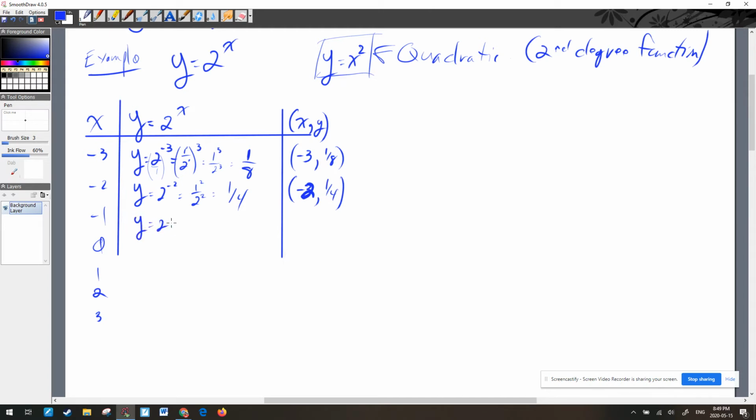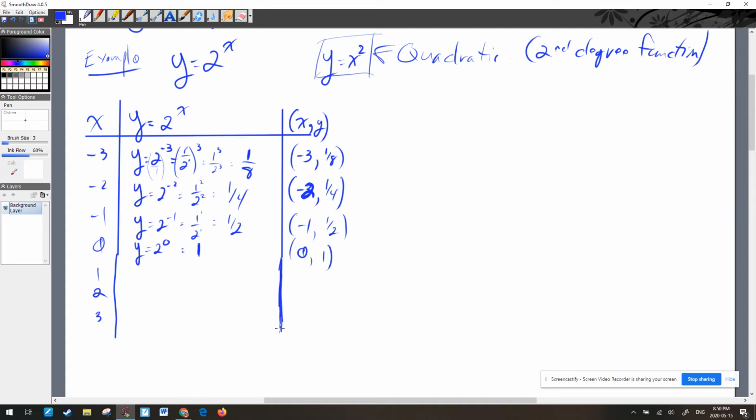y equals 2 to the -1. Well, that's going to flip it over. So it's going to be 1/2 to the -1, or 1/2, excuse me, to the 1. So anything to the 1 is just itself. So it's going to be 1/2. So it's going to become -1, 1/2. Lovely. Keep this going. So we're going to have y equals 2 to the exponent 0. Well, hopefully you remember anything to the exponent 0, with that one weird case exception, is 1. So this ordered pair is 0, 1.